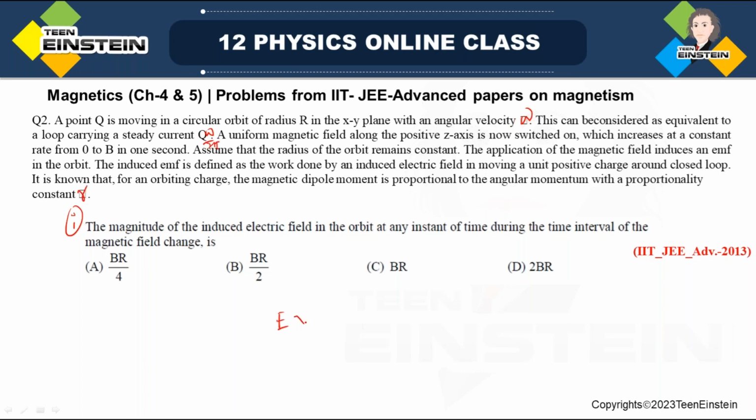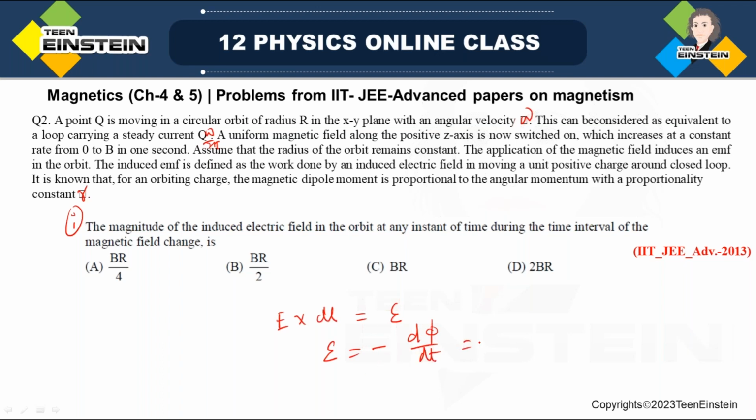So the electric field, we know, E into dl is actually EMF. So how do you find out the EMF? We have to find the EMF magnitude, right? EMF is actually d phi by dt, that we all know.